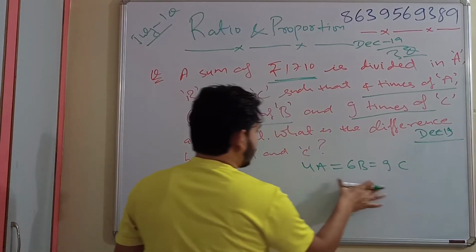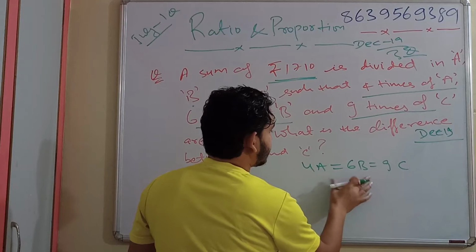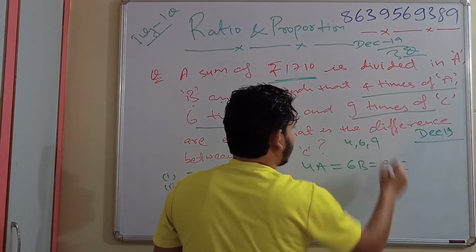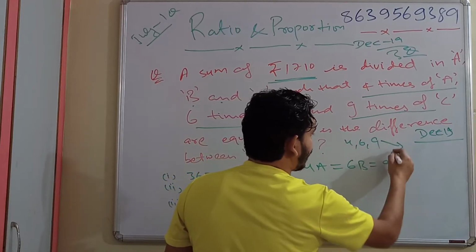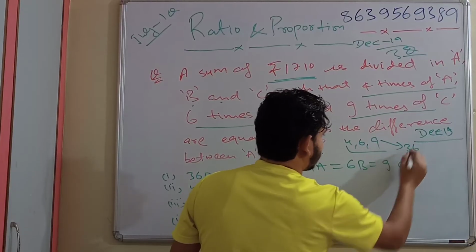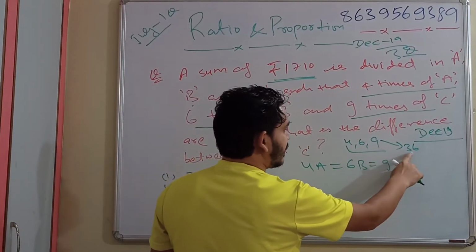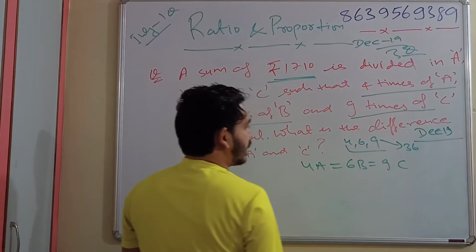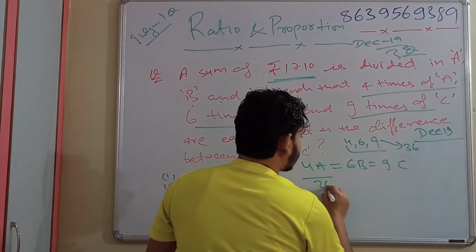Whenever we see this, just divide by the LCM of 4, 6 and 9. When you calculate this, you will get LCM as 36. The minimum number that will be divisible by all the three numbers will be 36. Dividing by 36.